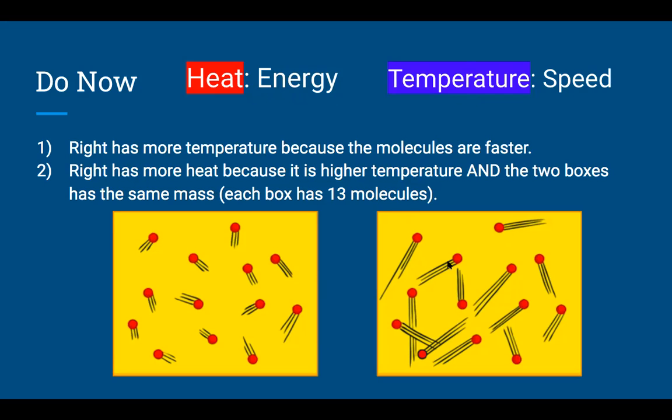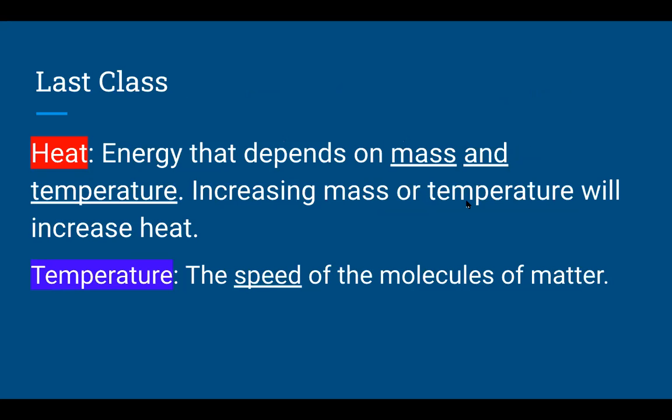Each box has 13 of these red molecules. If each box has the same number of molecules, the mass has to be the same. That means the only thing that can change the heat has to be the speed of the molecules. That means it has to be the temperature of the molecules. It's the only thing that can change its heat.